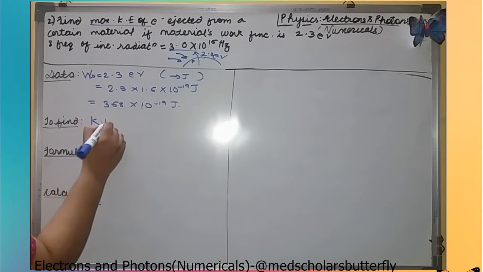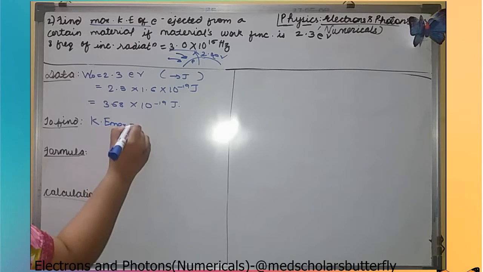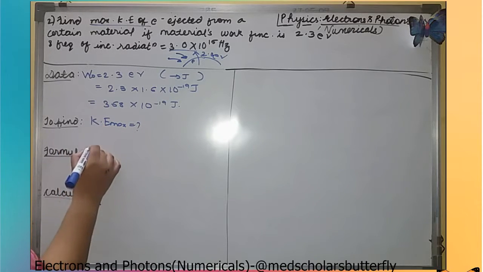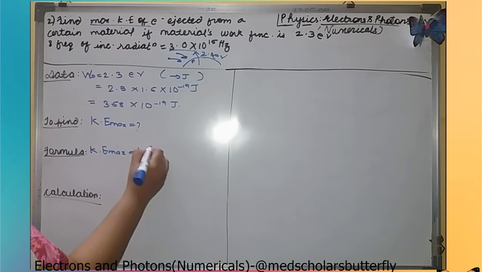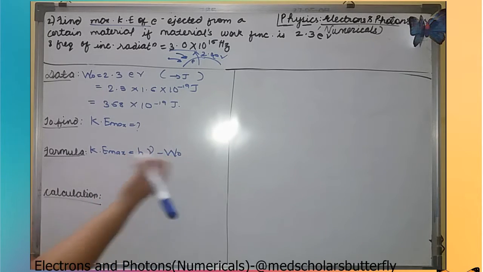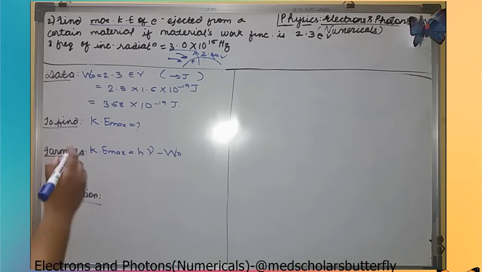What do we have to find? Kinetic energy at its max. What is the formula? Kinetic energy max is equal to h nu minus W0. We know about W0, but we don't know about nu. h and nu are also constants.